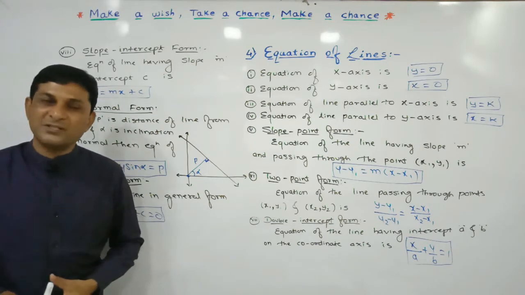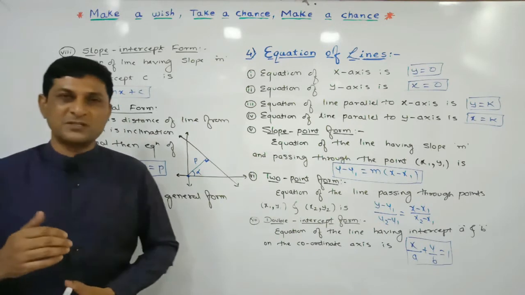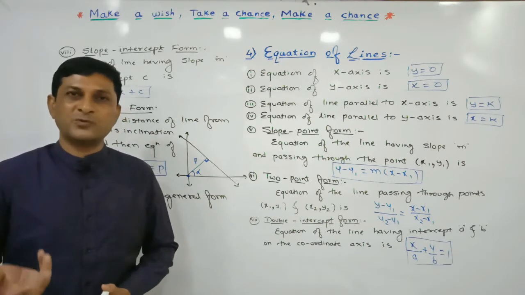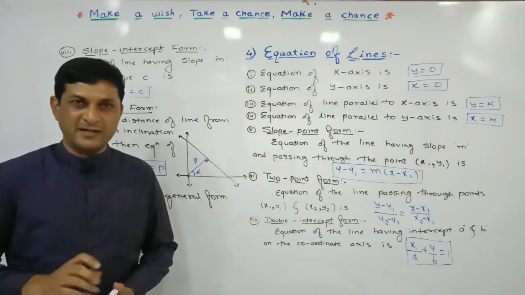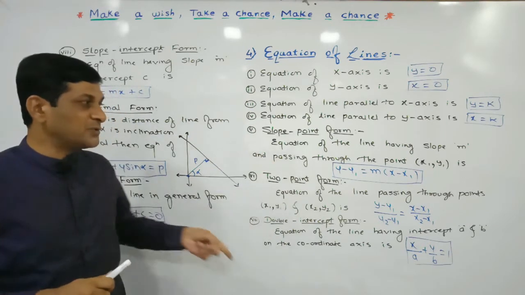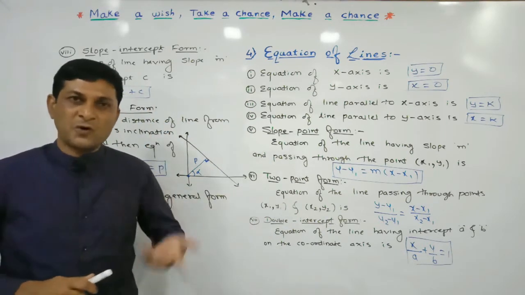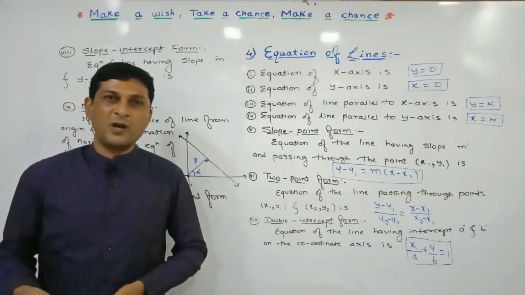In this way, we have seen a total of 10 results related to the equation of a line, and these are very important results because in most examples we have to find the equation of a line. To find the equation of a line, we should know all these formulas. Which formula we have to apply depends on the given condition.